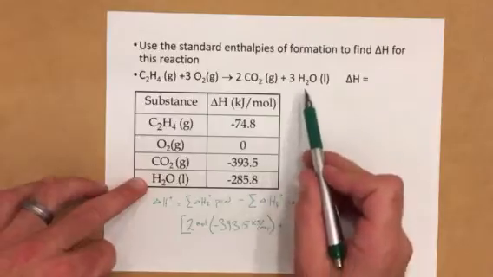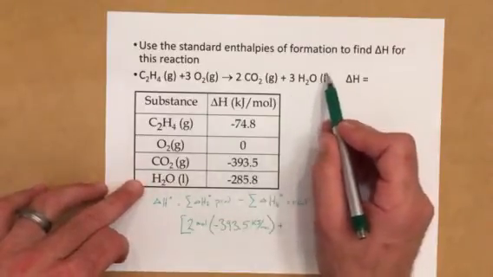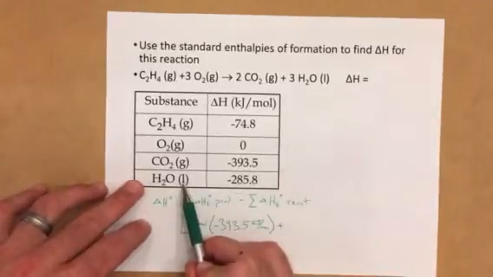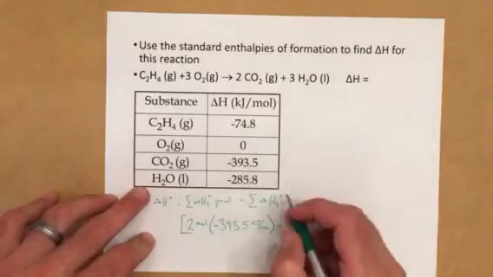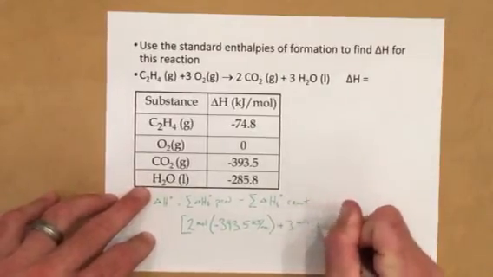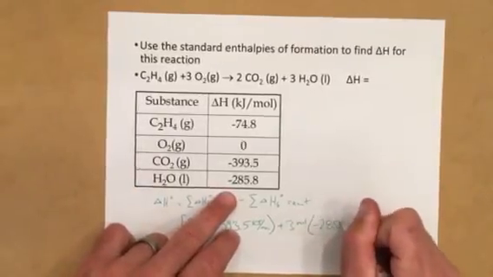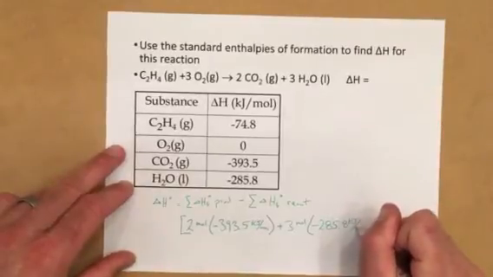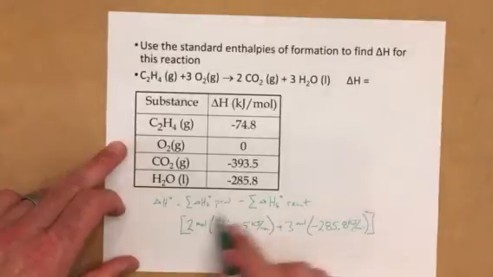And so for water, make sure you're looking at the right state. This water is a liquid, so you want to make sure the water we're looking at in the table is also a liquid. It's going to be different if you use water vapor. So we have 3 moles of that, and the water is negative 285.8 for its enthalpy of formation. Okay, so these are all your products.